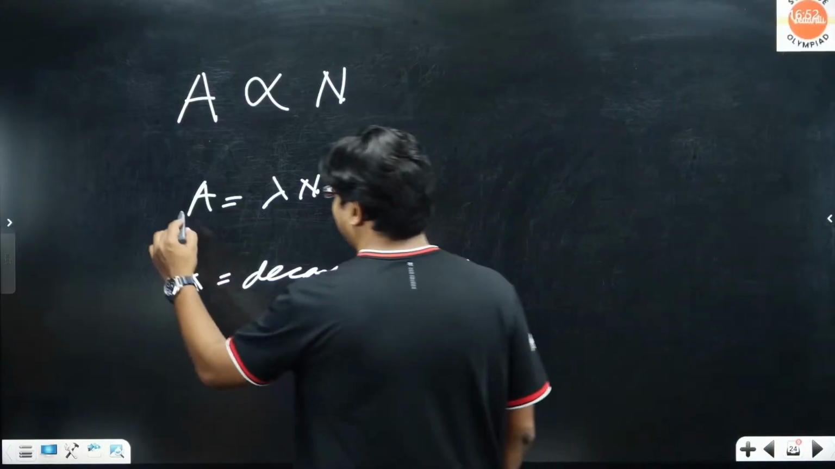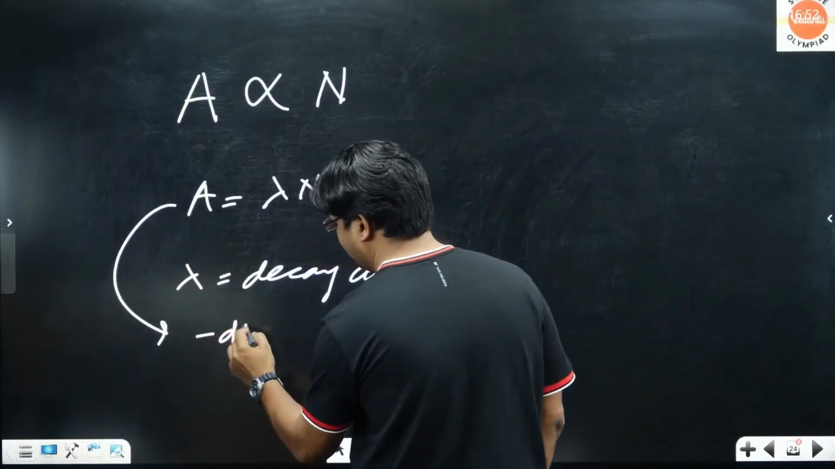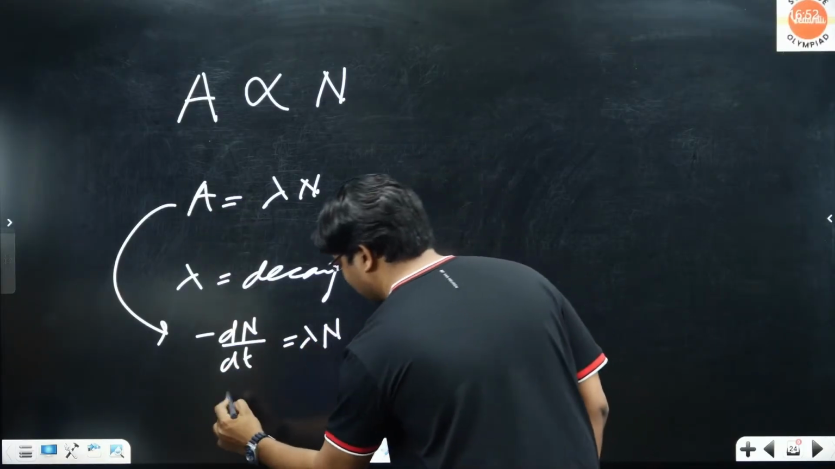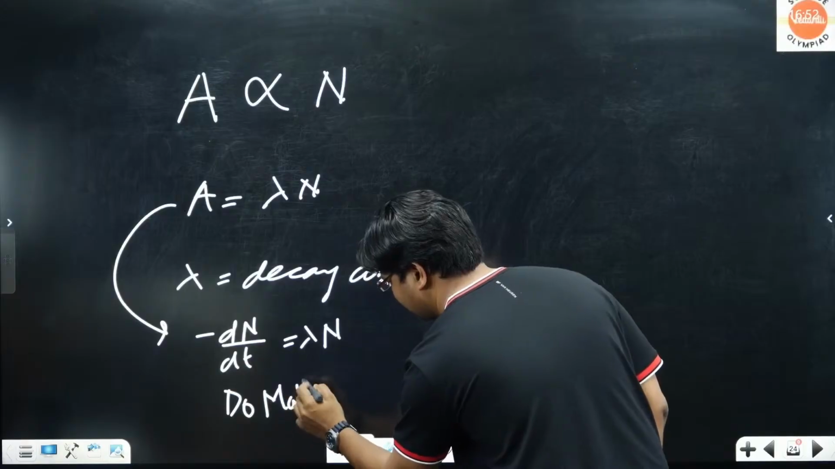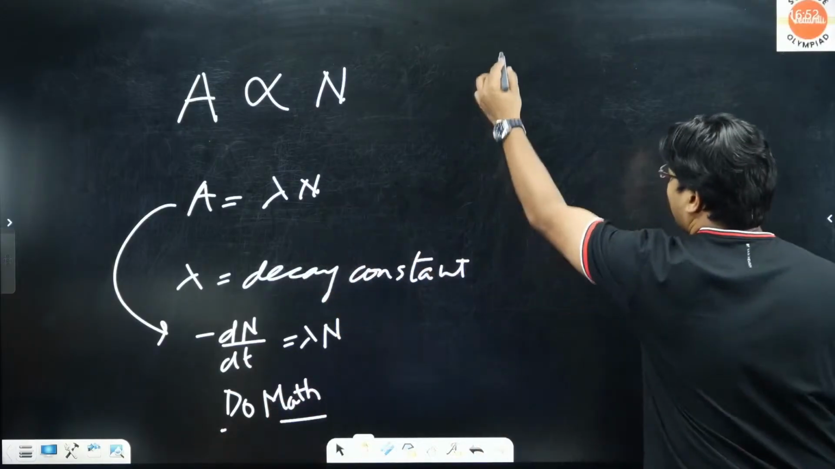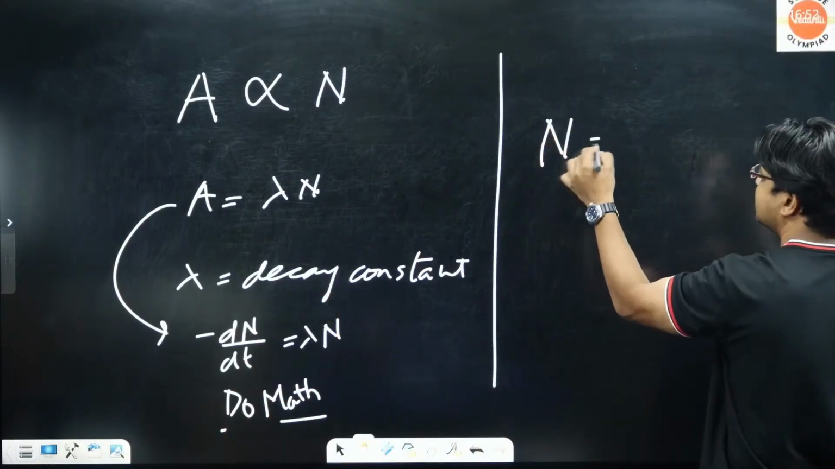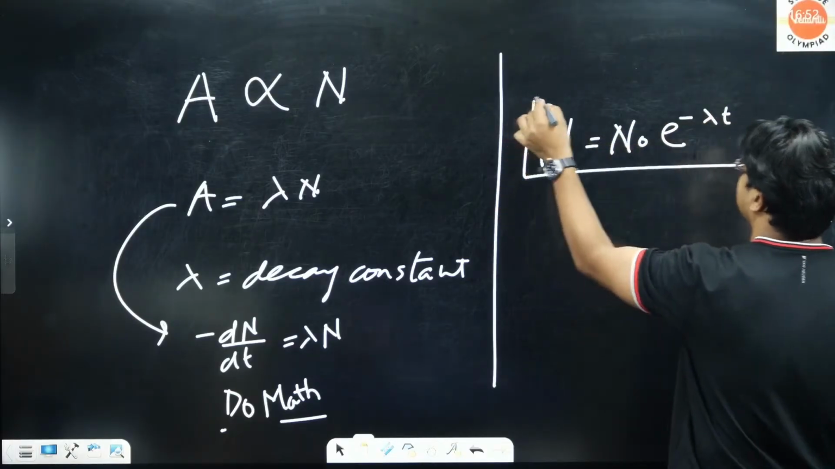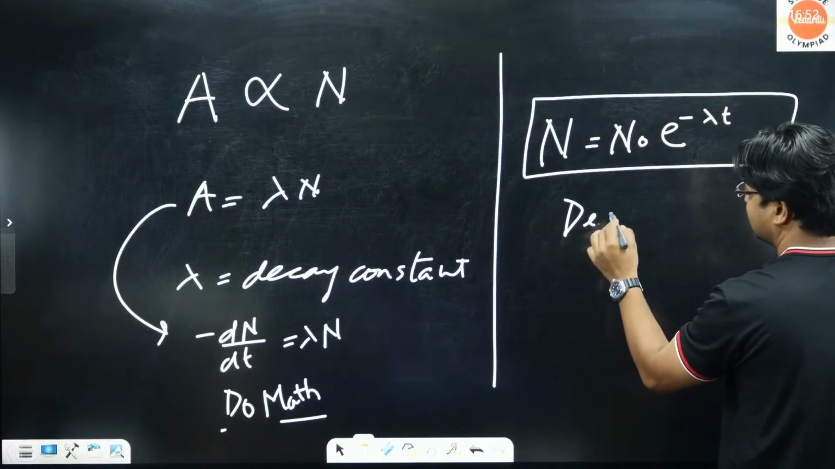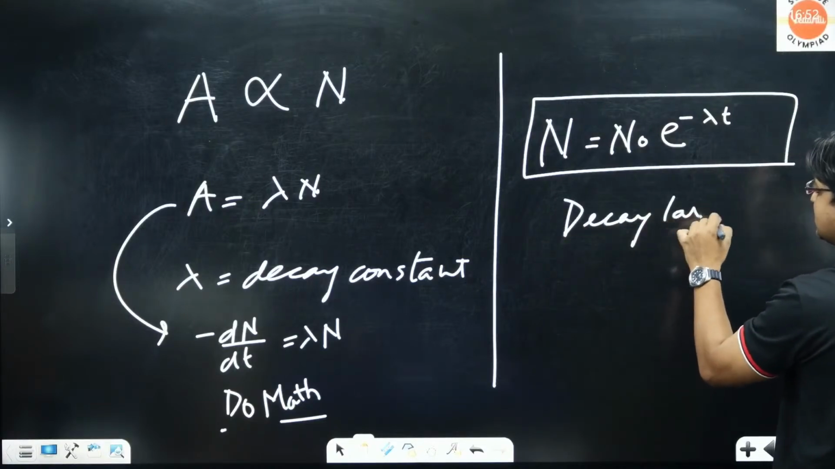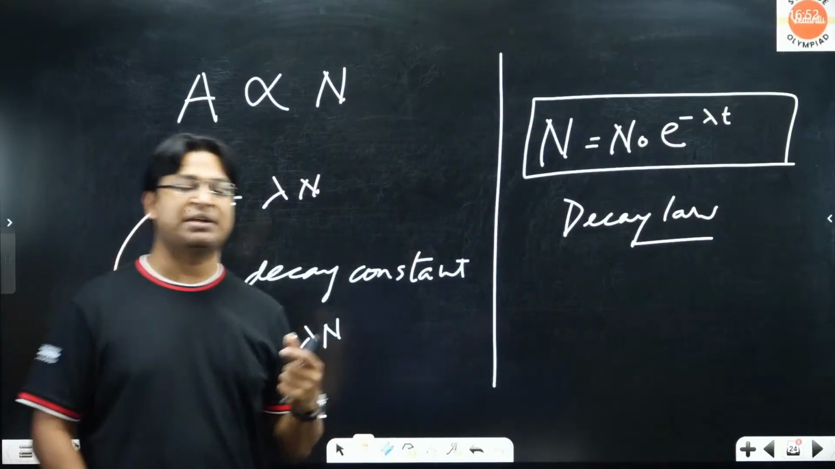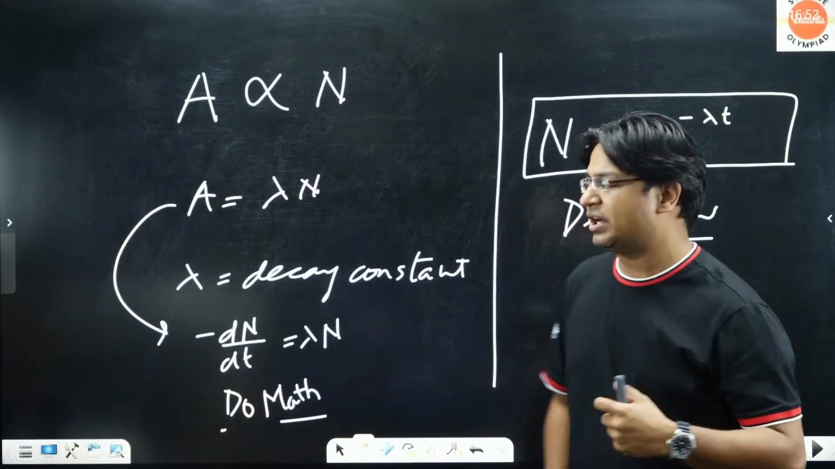When we use this equation in this format, activity can be written like this, and then when we do the math, which I'm not doing right now, we end up getting that N is equal to N naught e raised to power minus lambda t. This equation is called decay law. It tells us how many nuclei are left after time t.